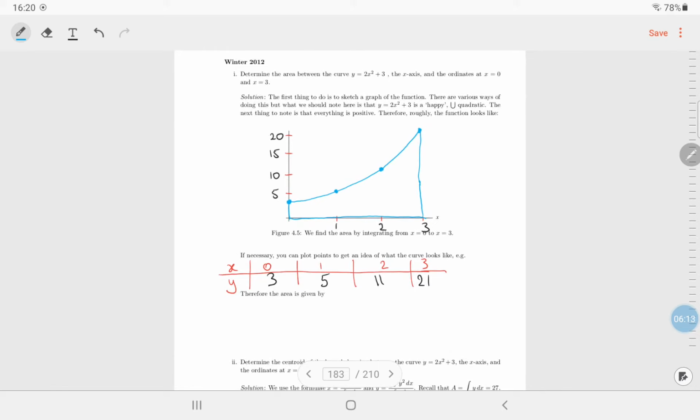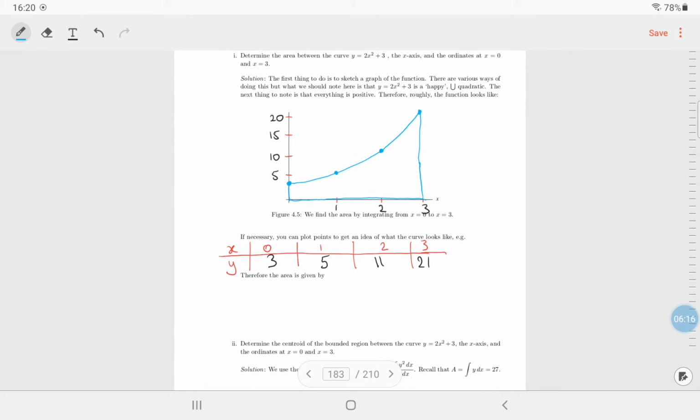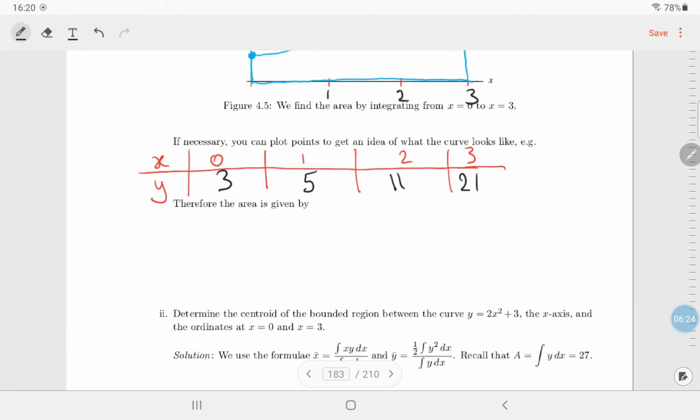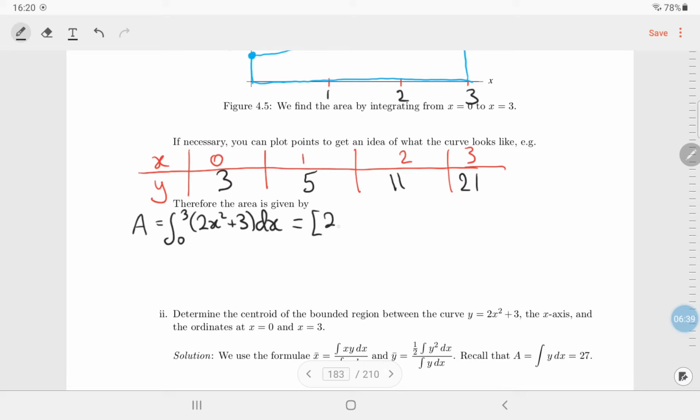So how do you find area? You integrate, and we're integrating from 0 to 3. So the area here is the integral from 0 to 3 of 2x squared plus 3 dx. This is a fairly straightforward one. You can do it straight from the tables. Fix the 2. The antiderivative of x squared is x cubed over 3. And what do you have to differentiate to end up with 3? The answer is 3x. And now we just do top limit minus bottom limit.